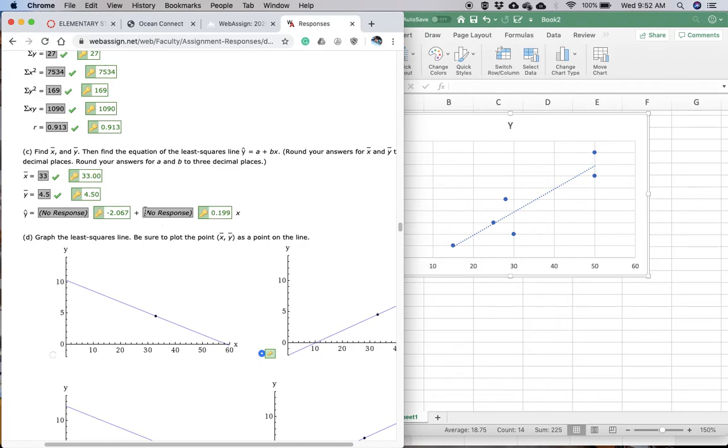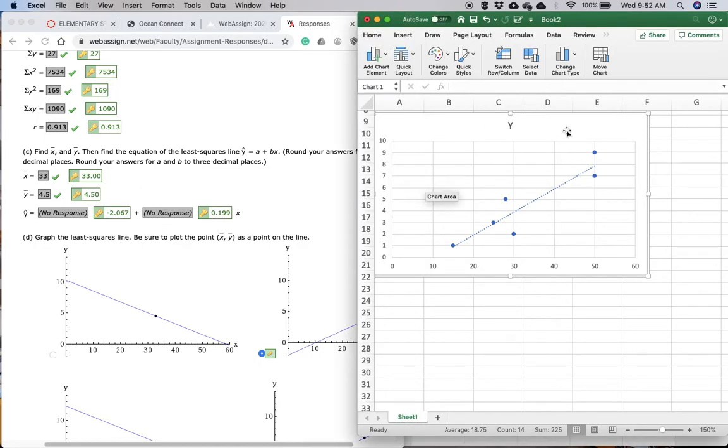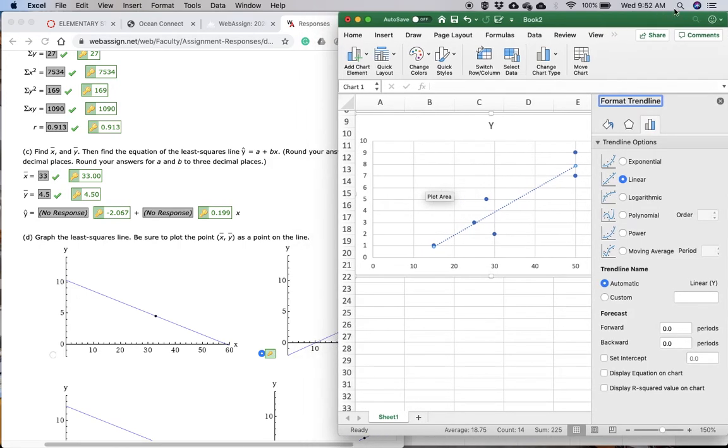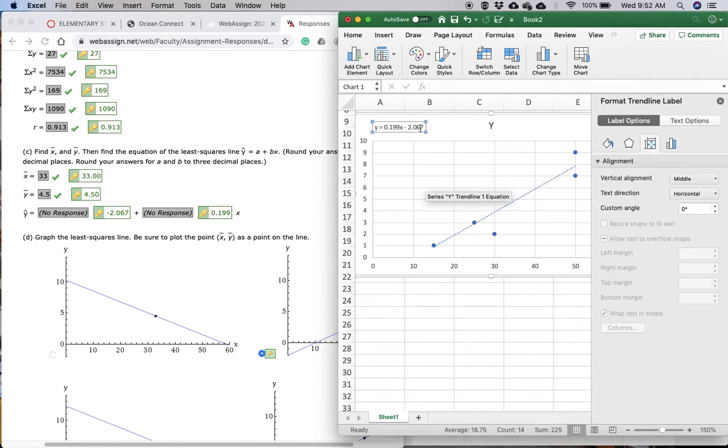So this guy. In order for us to do this, we want to click on the regression line that we just plotted, all right? And we want to hit Format Trend Line. It's going to give us a whole lot of options. Now, what you want to do here is go to the bottom and hit Display Equation on Chart. And there is our equation right here.